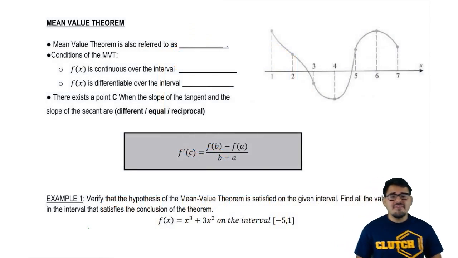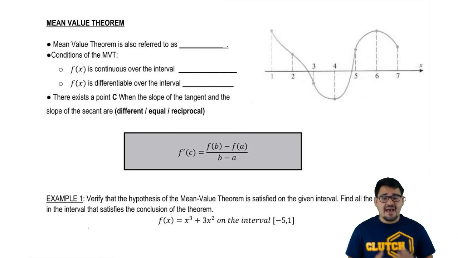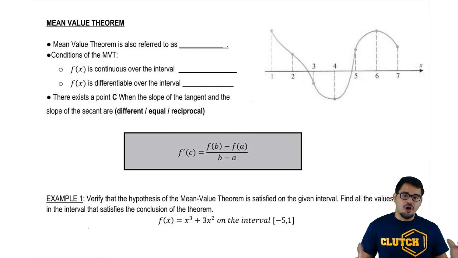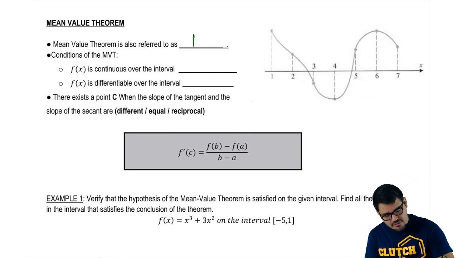So here we have that the mean value theorem is also referred to as blank, right? So we're going to give it a nickname, so I don't have to say mean value theorem 100 times. I am just going to say MVT. So that's going to be my nickname, MVT.